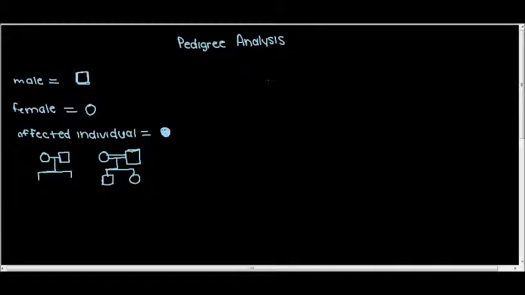Now there's also a numbering system that scientists will use. Each generation is denoted with Roman numerals. So you have I there, II there. And each individual in each generation is denoted with regular numbers. So if you wanted to refer to this individual here, you would refer to him as Roman numeral II-2. So that way everyone knows who you're talking about.